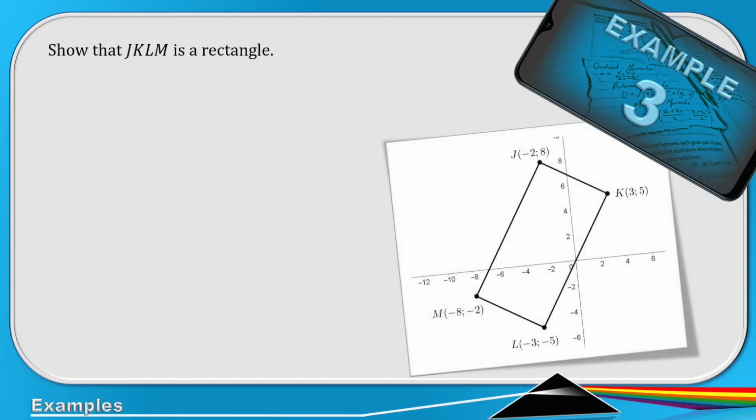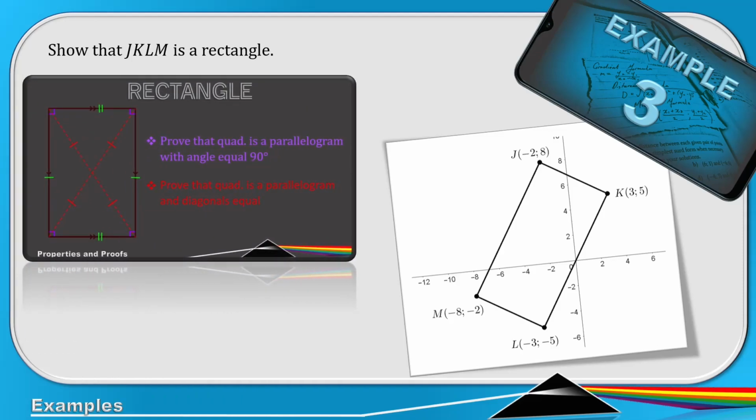Okay, now for example 3, show that JKLM is a rectangle. Now let's look at how we prove a rectangle. First of all, you can prove it's a parallelogram with angles equal to 90, or you can prove that it's a parallelogram with equal diagonals.